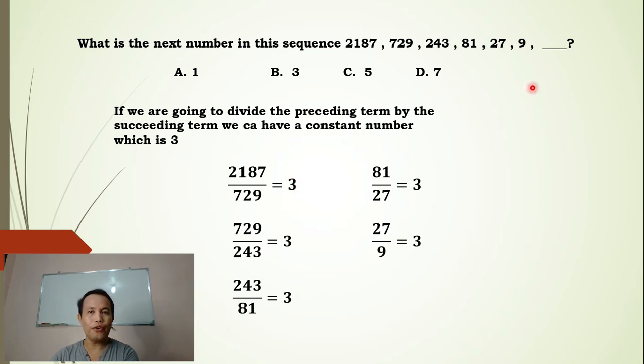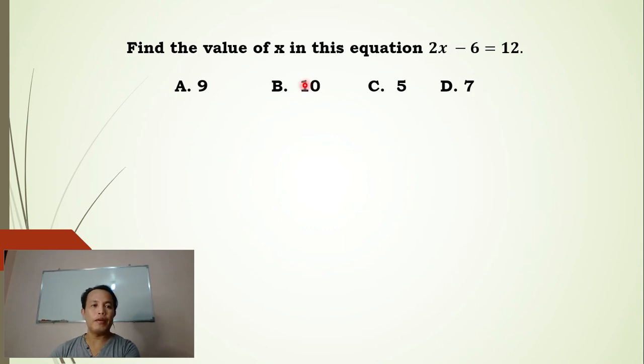So therefore, the number here must be 3, because 9 divided by 3 will give us 3. So the number in this blank should be 3. So our correct answer is letter B. So let's proceed to the next problem.